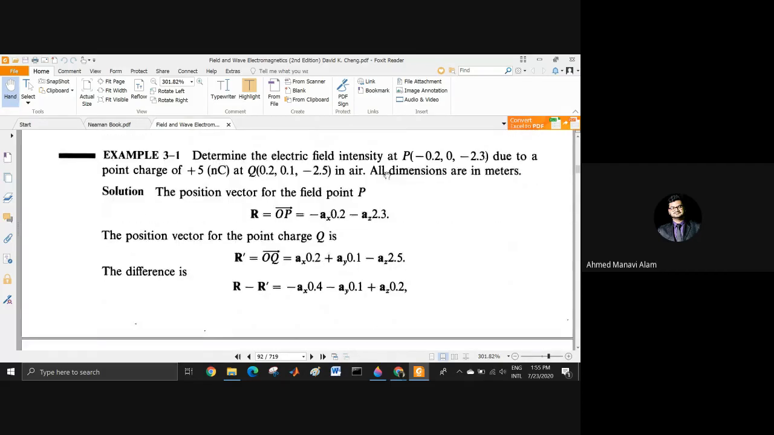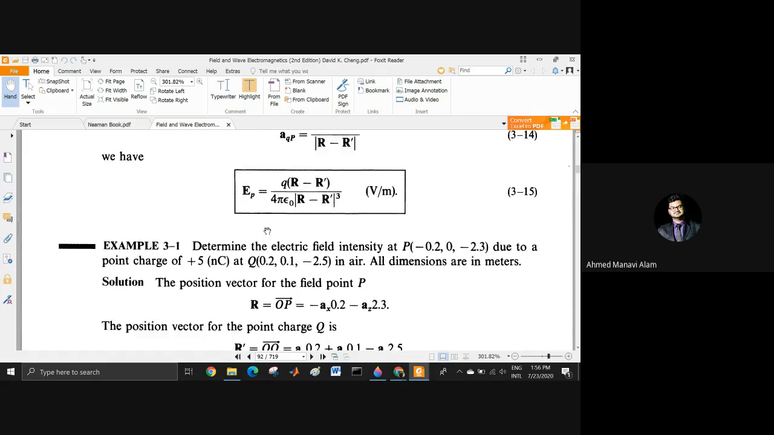Vector R is OP. That means from the origin I have to write this vector. So you can see minus ax 0.2, the y term is 0, and then the z term is 2.3, so minus az 2.3. This is the R.